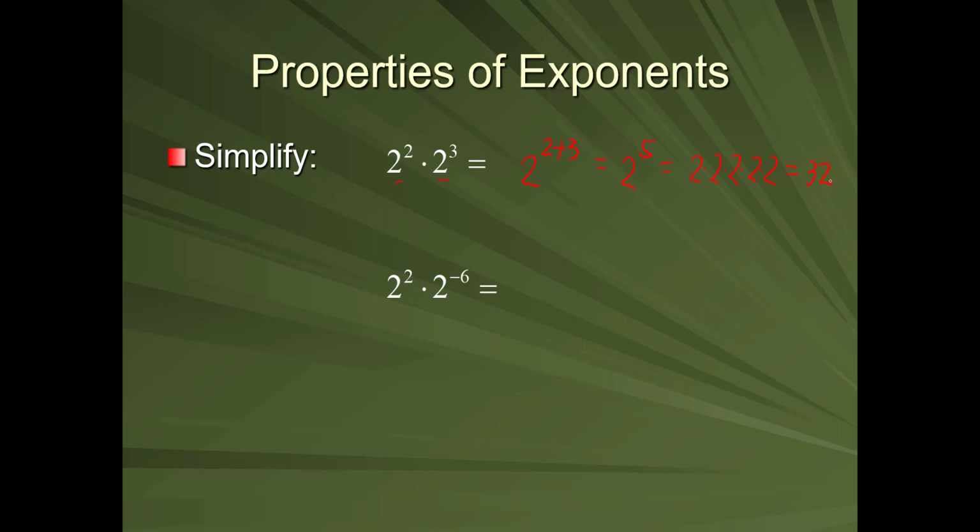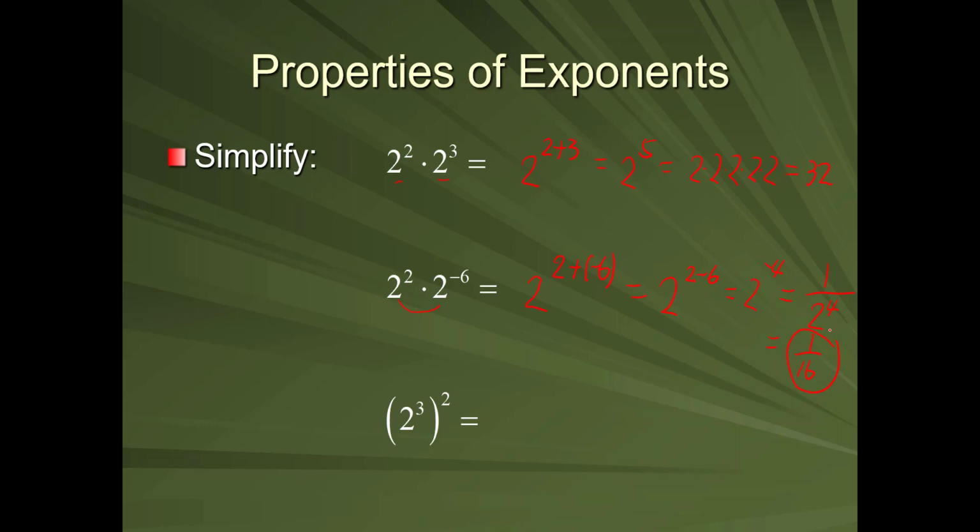And secondly, when we have two exponents with the same base again, keep the base and add the exponents: 2 plus negative 6. So 2 plus negative 6 is 2 minus 6, so it becomes 2 to the negative 4. And then we apply the other property, so it becomes 1 over 2 to the 4th power. 2 to the 4th is 16. It's 1 over 16.